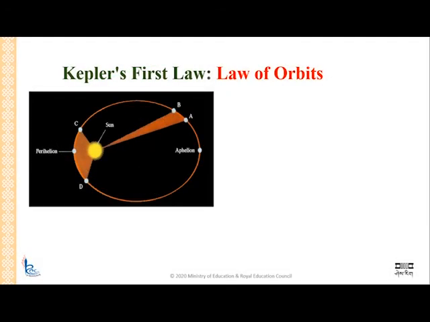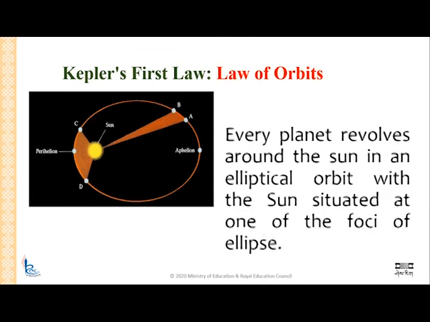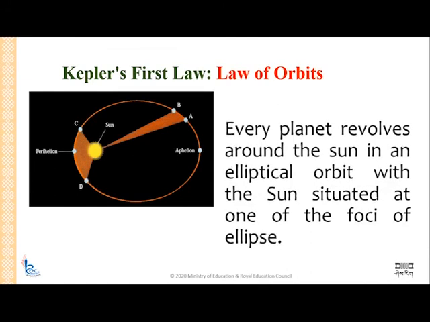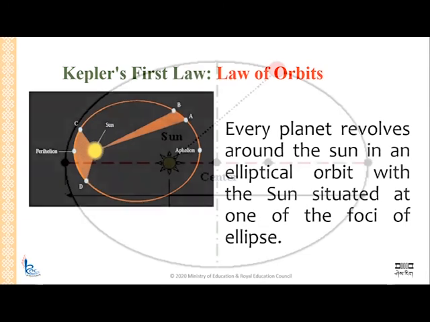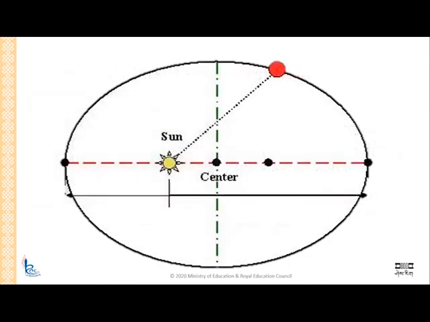Kepler's first law is also called the law of orbits. Every planet revolves around the Sun in an elliptical orbit, with the Sun situated at one of the foci of the ellipse. And there are a few terms related to the first law. The first term is called heliocentric distance. It is the distance between the Sun and the planet anywhere in the orbit.